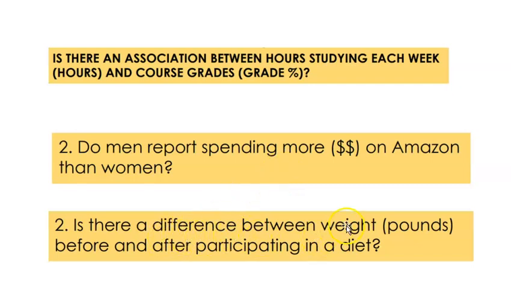Is there a difference between the weight before and after participating in a diet? In this case, they are the same group. So your independent variable will not be different groups. You are just comparing before and after the diet program. So this is a different time. In this case, you will proceed with the dependent t-test, that is a paired dependent t-test.